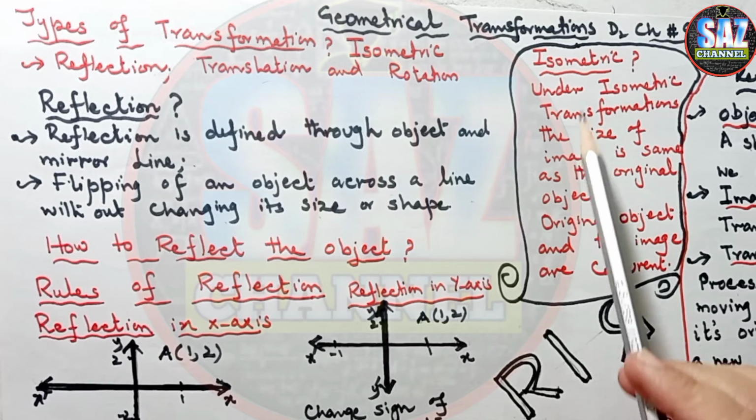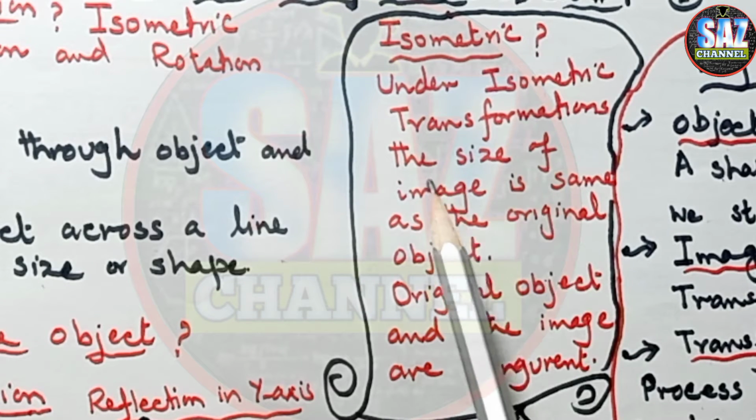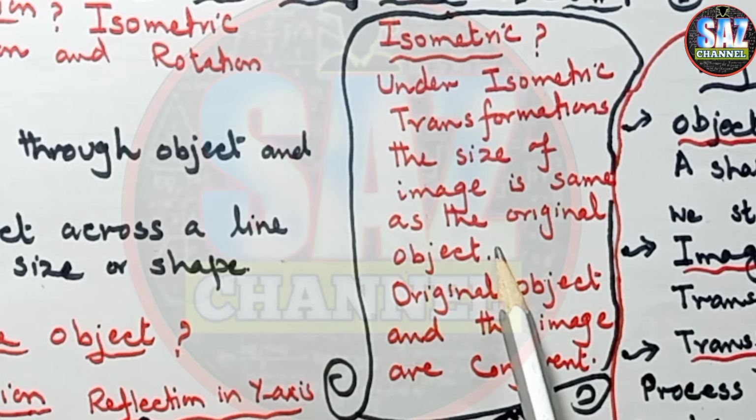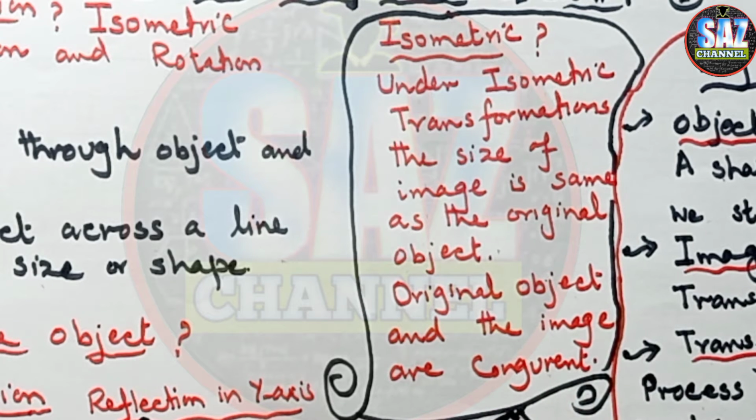What is the isometric transformation? Under isometric transformation, the size of the image is the same as the original object. The original object and the image are congruent, that is, their lengths and their angles remain the same. There is no change in the size and angle of object and image under isometric transformations.